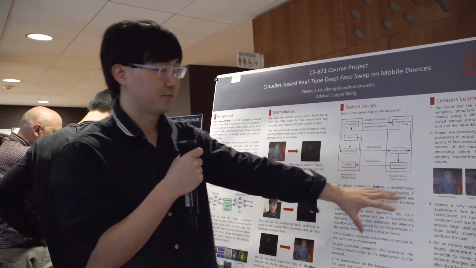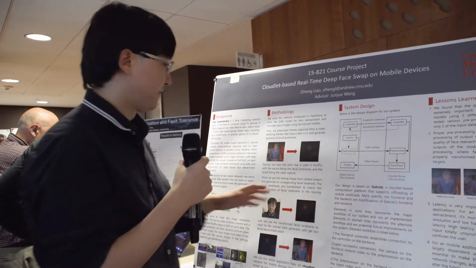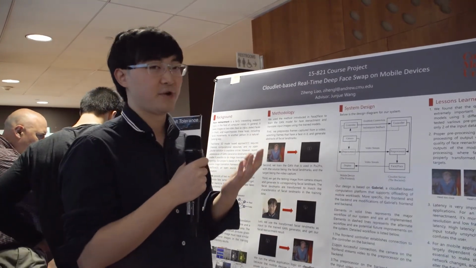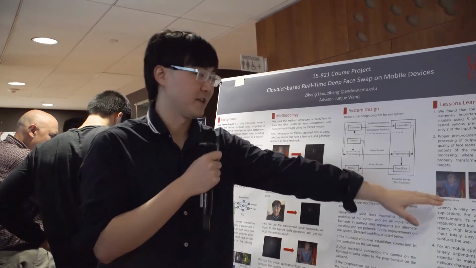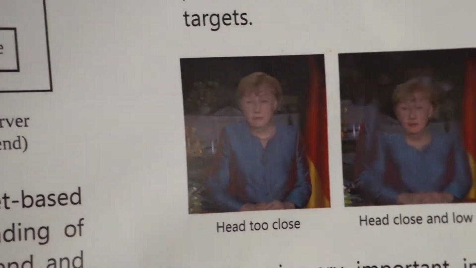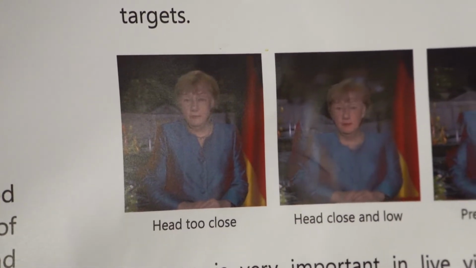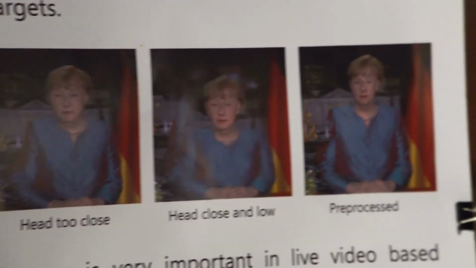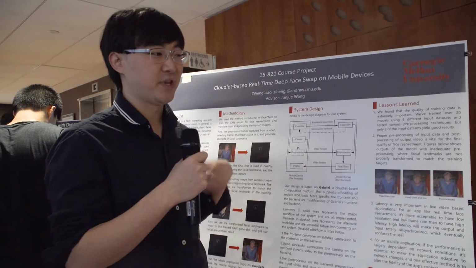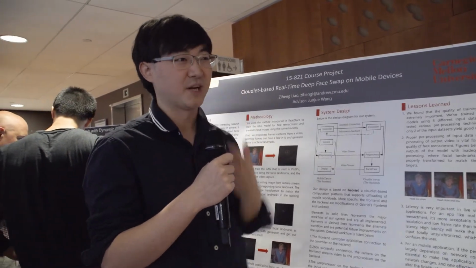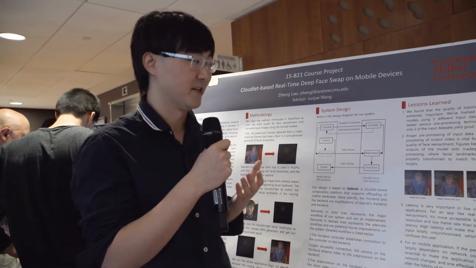The kind of pre-processing we do here is, for example, when you are holding a camera to your face, you are either going to be too close to the camera, so that the image is too huge and not properly reenacted into the target, or you are maybe too high or too low. So the reenacted person's face may be below his neck, which is kind of creepy.